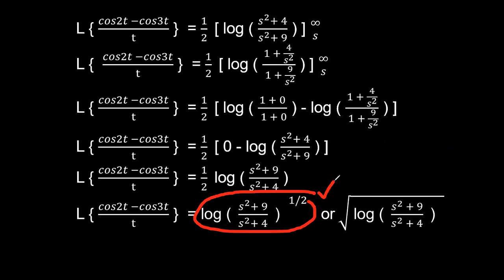Either you can write in this form, or you can write the square root of the whole function. This is the way you have to simplify the problem when the trigonometric function is given in the numerator, that is nothing but two cos functions, cos 2t minus cos 3t type. This is one more problem which we have seen by using the division by t method.